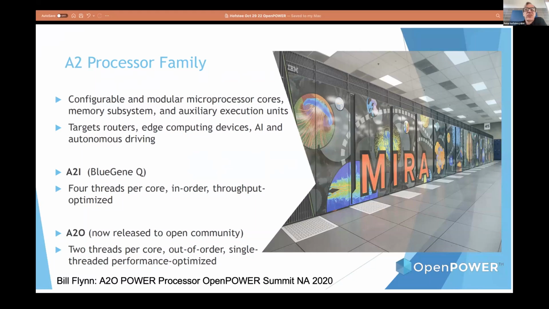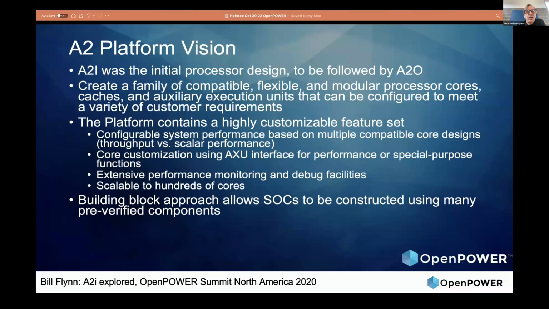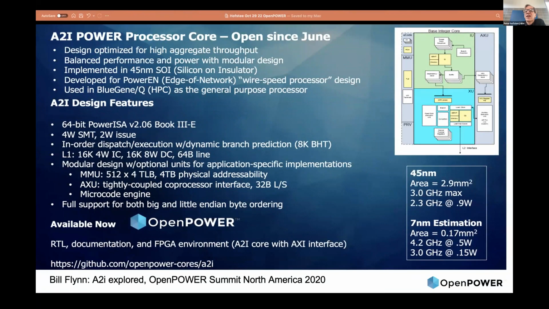The next core that I wanted to point out to you is, there are actually 2 cores in the A2 processor family. These were used in systems like the Blue Gene supercomputer, and there is also an A2O core that was fully implemented and realized, but not commercialized. This is A2I, and like I mentioned, it was used in Blue Gene Q.